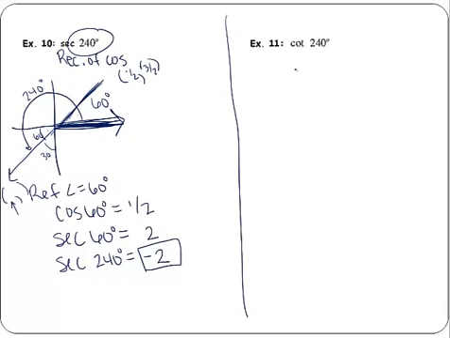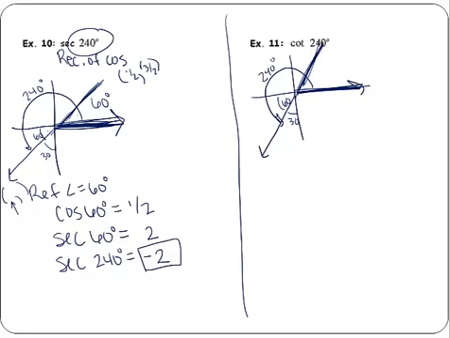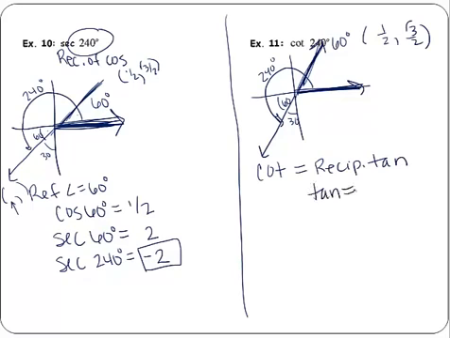All right, let's just draw 240 degrees again. That's 240. From here to here was 60. And from here to here is 30. Extend it up. Reference angle is 60 degrees. The coordinate is 1/2, square root of 3 over 2. So I asked for cotangent. Well, cotangent is the reciprocal of tangent. Tangent is sine over cosine. So cotangent would be cosine over sine.